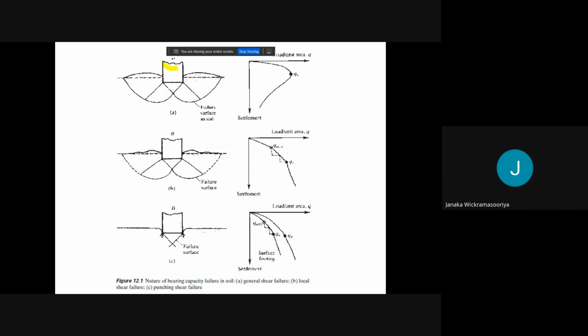That means this is the foundation, just like random rubble masonry, right? This is the foundation. And here, 12.1b, this is the foundation, just like random rubble masonry, RRM.